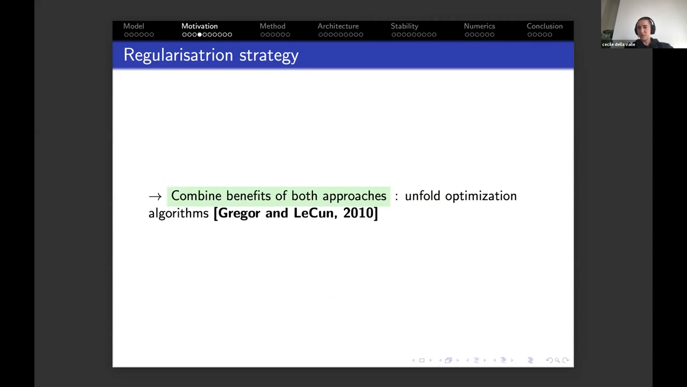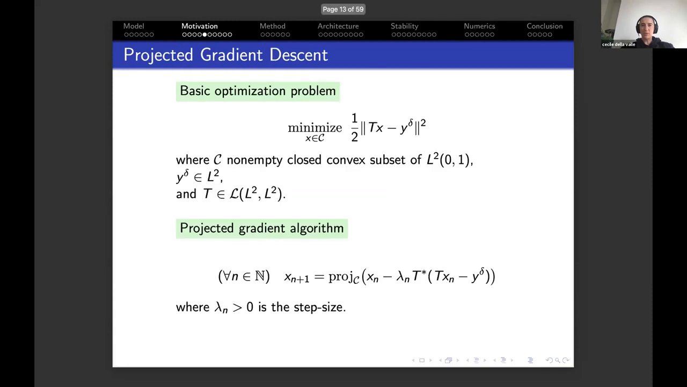By unfolding an optimization algorithm, what I mean is that instead of iterating an algorithm till convergence, or until however we define the convergence, I only unfold the optimization algorithm over a defined number of iterates, and I can plug a neural network into these iterations. So first I define the projected gradient descent.